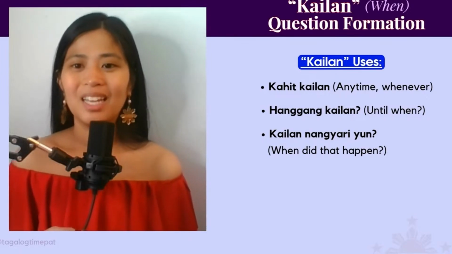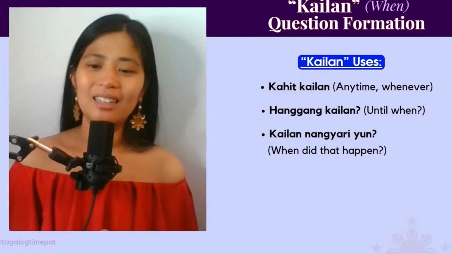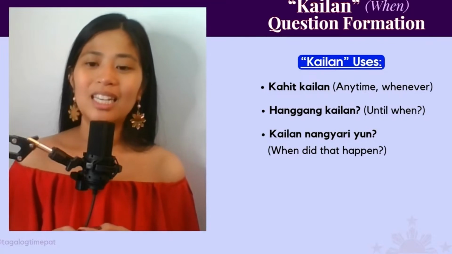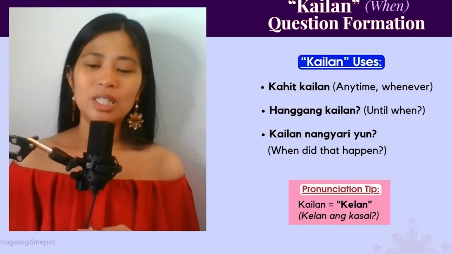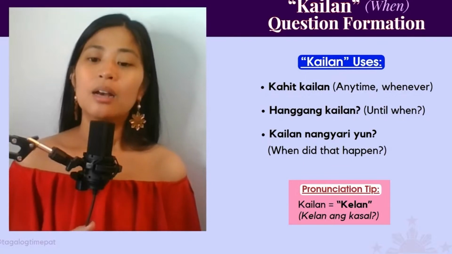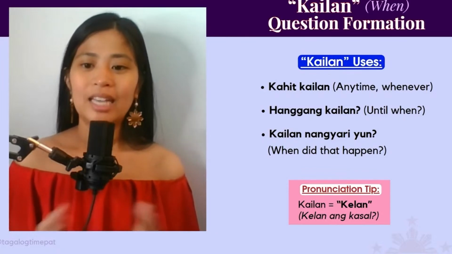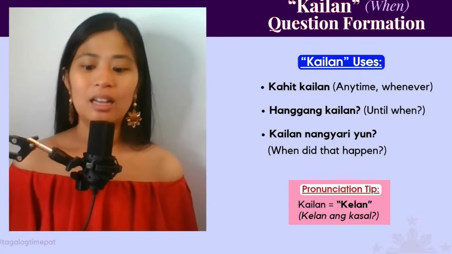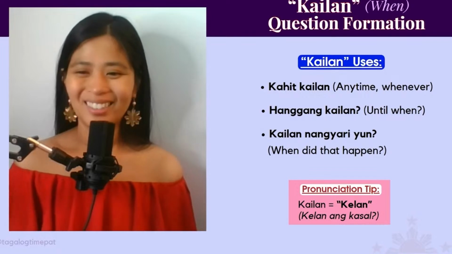And then next, kailan nangyari yun? When did that happen? Nangyari means happened, and then yun means that. And then just a pronunciation tip, it's pronounced kailan, but you will often hear it pronounced kailan. Kailan ang kasal? But it's not wrong to say kailan ang kasal. It's a little bit more formal. Okay. So here are some examples.